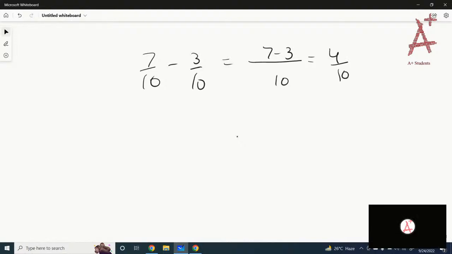Okay, the next one is 7 by 10 subtract 3 by 10. So they have the same denominators, just subtract their numerators. So 7 subtract 3 is 4 over 10. We have a common number that can divide both numerator and denominator. So 4 divided by 2 is 2 and 10 divided by 2 is 5. So the answer is 2 over 5. So select the correct option and click on the OK button.